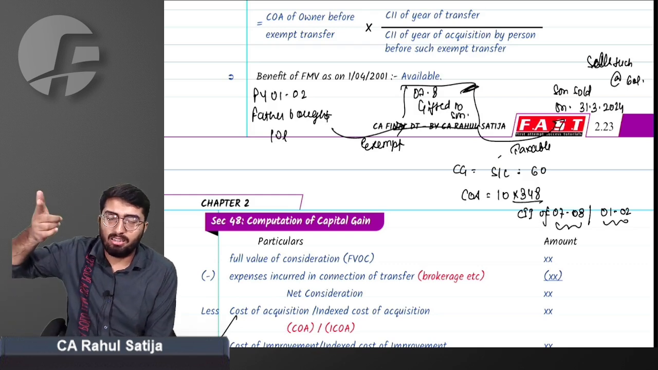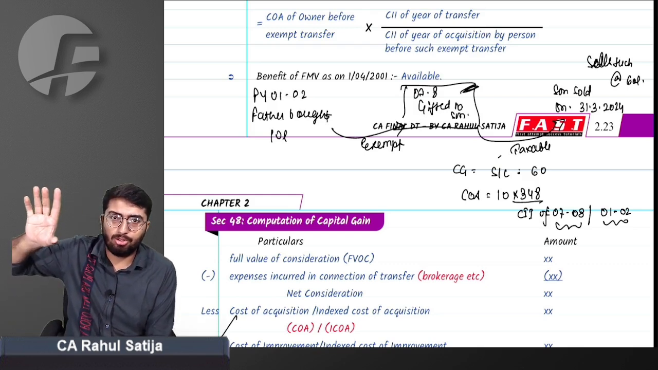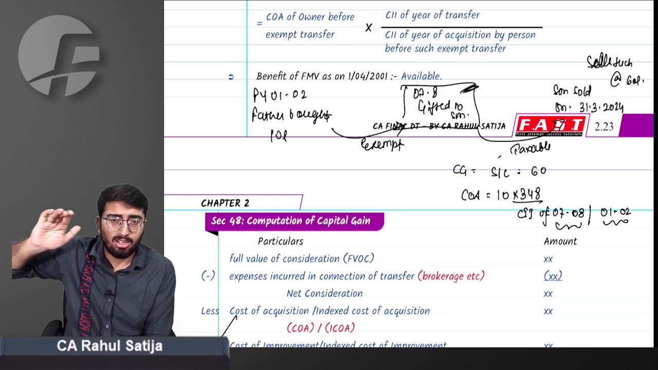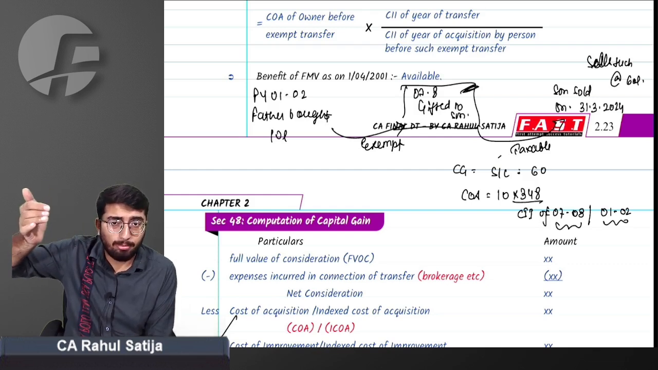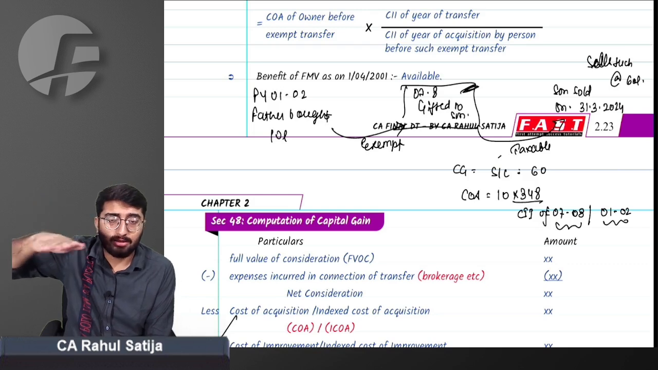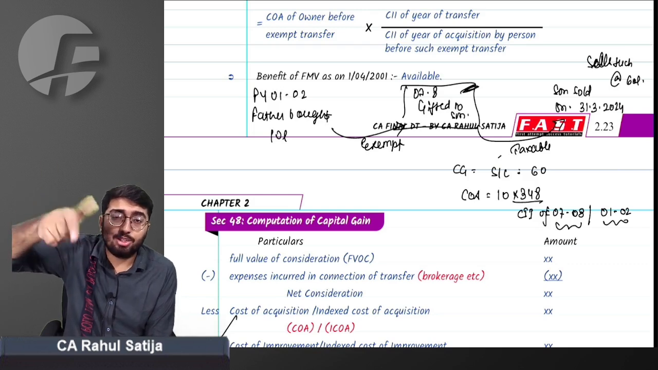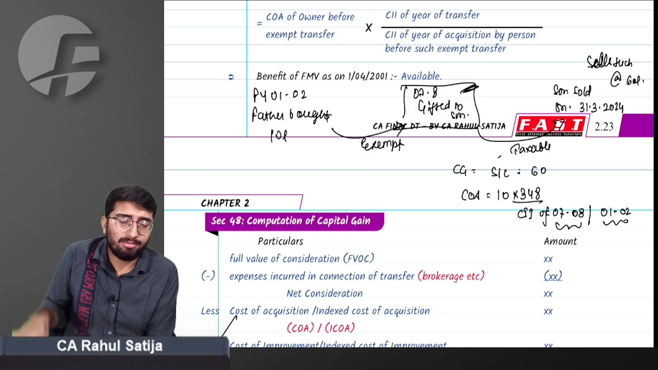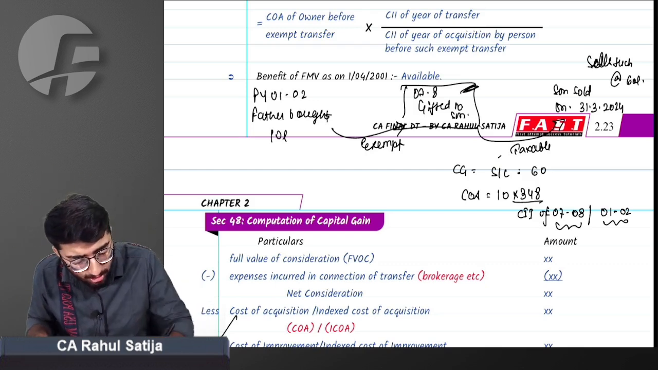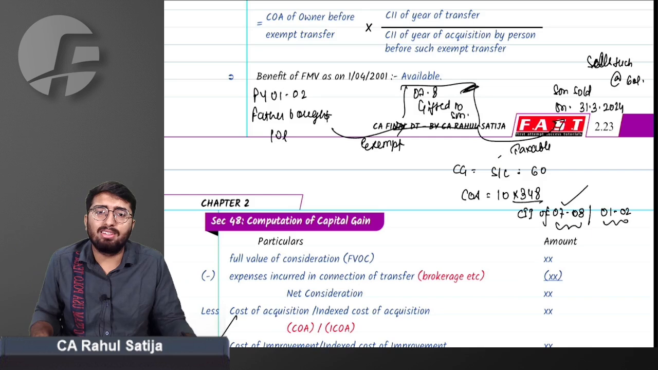Whenever you are studying indexation, it is clearly mentioned that cost of acquisition shall be indexed: COA divided by the CII of the year in which you have acquired the asset, multiplied by the CII of the year in which the asset is transferred. In which year have you acquired the asset? You have acquired the asset in previous year 7/8.